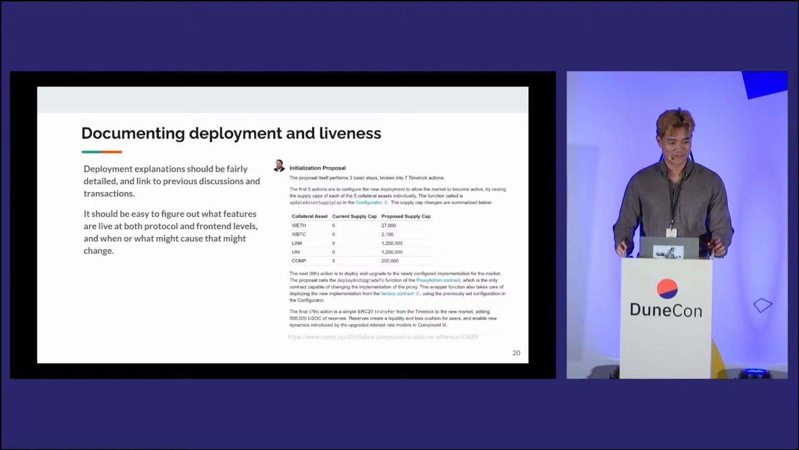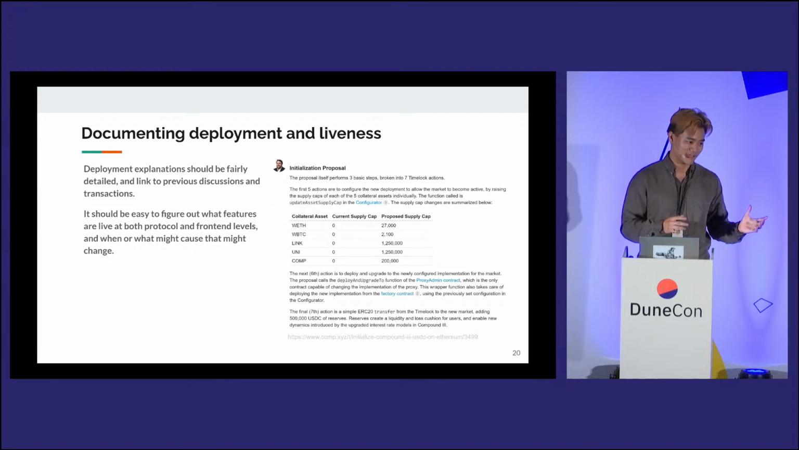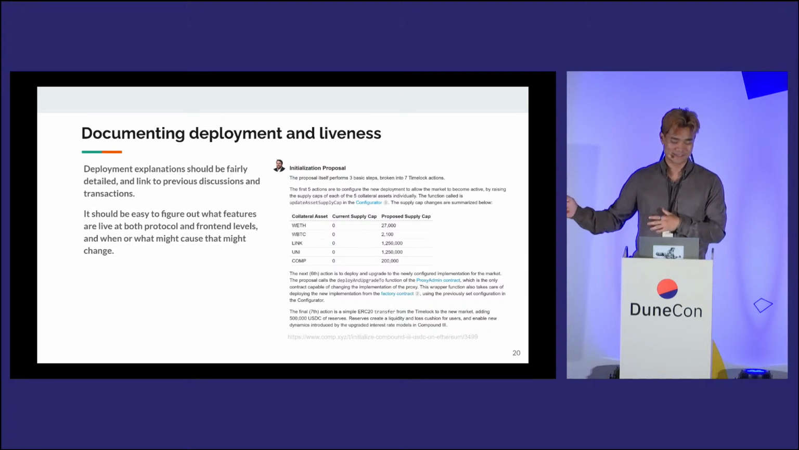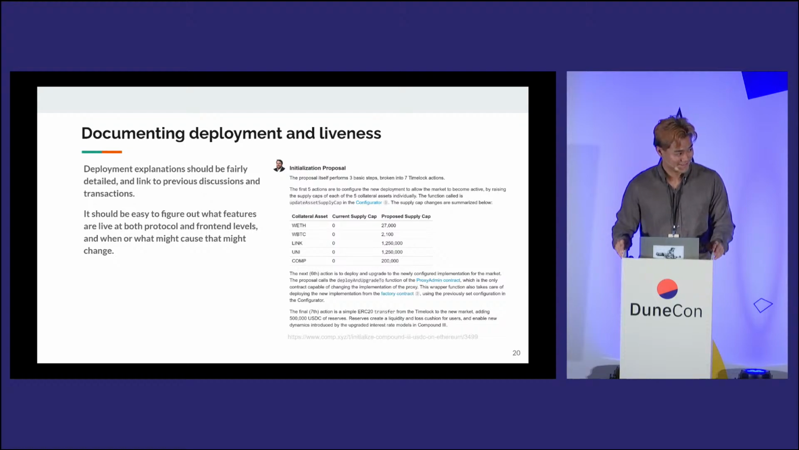It should be easy to figure out what features are live at both a protocol and front-end level, so that I can know, oh, okay, these extra 5 contracts here, I don't have to worry about until maybe 2 months out. Being a data analyst is a lot of thinking about edge cases. If something's not live and you can tell me that up front, that saves me a lot of mental space. So that was a lot.